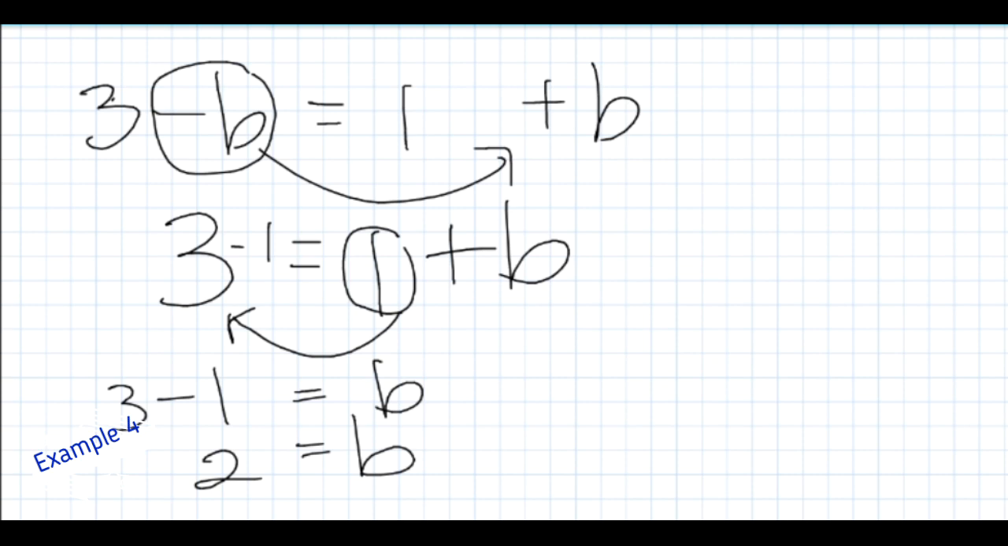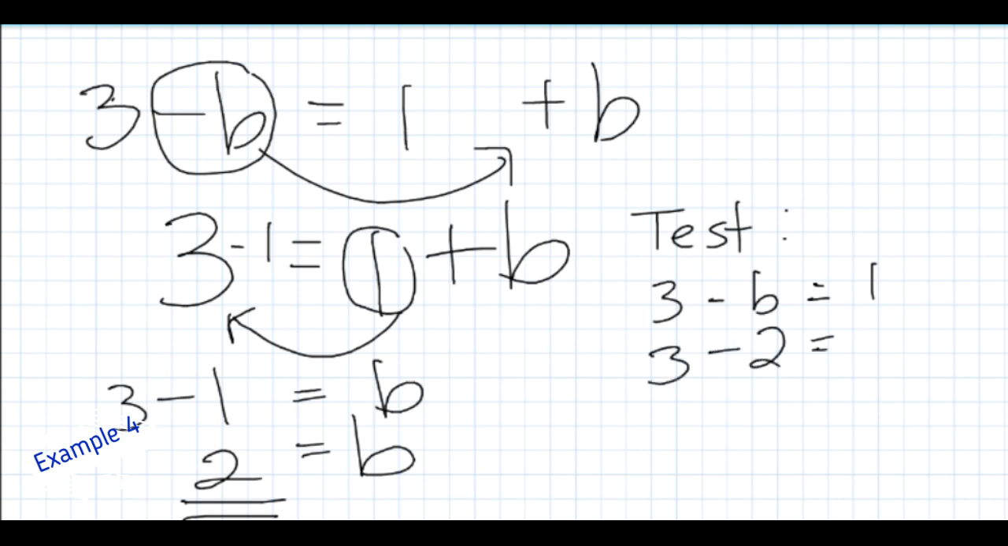Okay, if we were to test, the test would be we put the new value of b, which is 2, into the initial equation. So what was the equation? 3 minus b is equal to 1. So we put the 2 where the b is. 3 minus 2 is equal to 1. Does that look correct to you? 3 minus 2 is equal to 1? Yes. Therefore, this answer is correct. b is equal to 2.